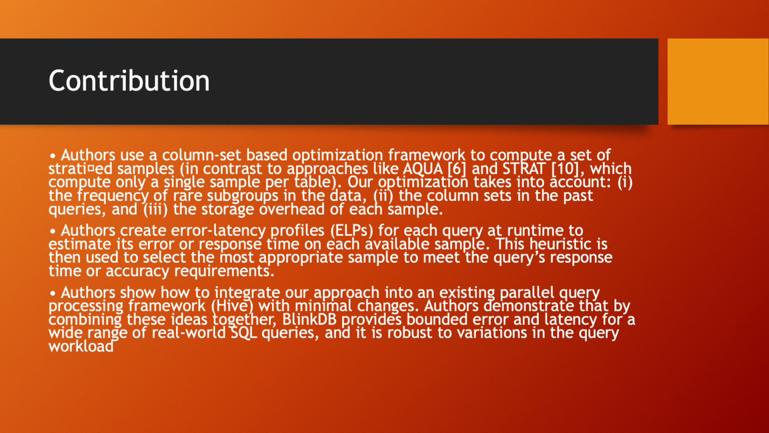Looking at the contributions, the authors use a column-set-based optimization framework to compute a set of stratified samples. Their optimization takes into account the frequency of the rare subgroups of the data, the column sets in the past queries, and the storage overhead of each sample. Authors create error latency profiles for each query at runtime to estimate its error and response time on each available sample. This heuristic is then used to select the most appropriate sample to meet the query's response time or accuracy requirements. Authors show how to integrate their approach into an existing parallel query processing framework, Hive, with minimal changes.